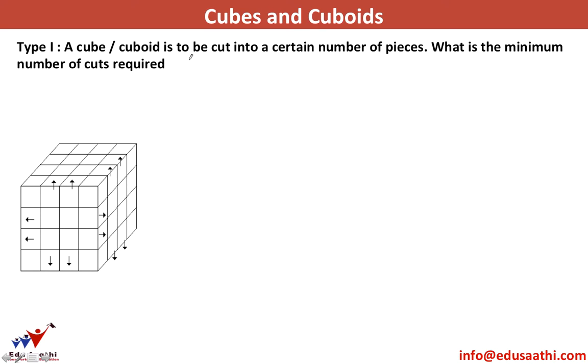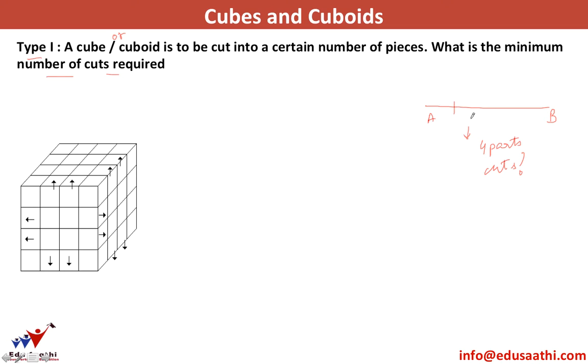A cube or cuboid is to be cut into a certain number of pieces. What is the minimum number of cuts that are required? These are the first type of questions which are asked. We'll start with a line to be simple. Let's say I have this line AB, and I ask you that I want to divide this line into 4 parts. Now, how many cuts do I require to cut it into 4 parts?